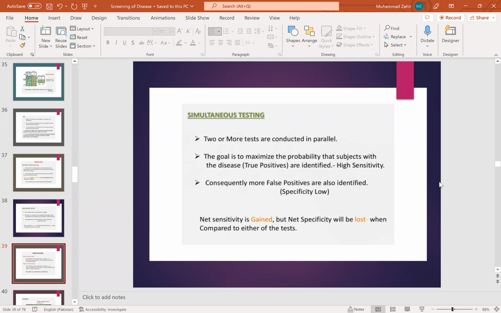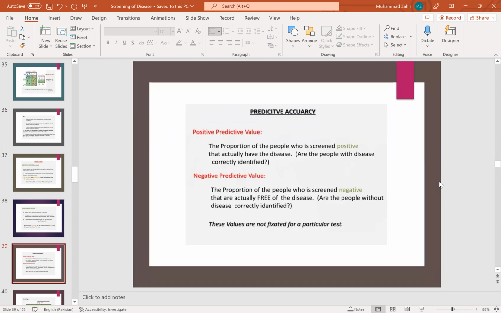Predictive accuracy. Positive predictive value is the proportion of the people who screen positive that actually have the disease, that is, the people with disease correctly identified. Negative predictive value is the proportion of the people who screen negative that are actually free of disease, that is, the people without disease correctly identified. These values are not fixed for a particular test.